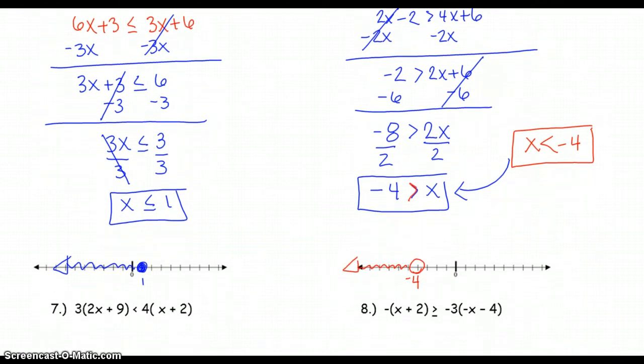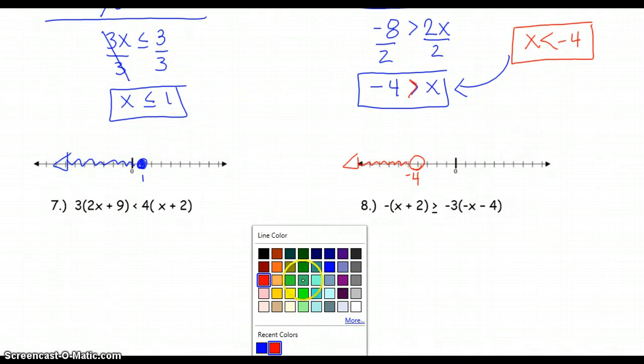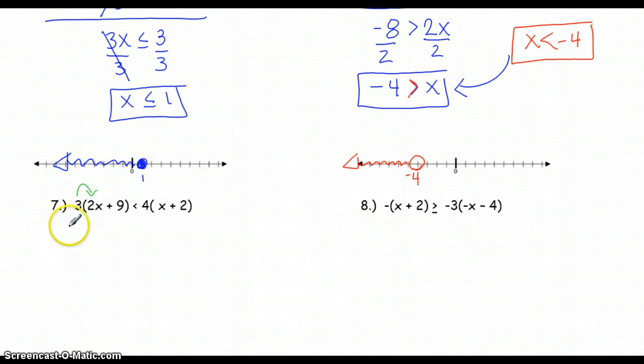Okay, let's go down to number 7. Wow, in number 7, we actually have to distribute twice. So here we're working with more simplifying. Okay, let's go ahead. I'm going to use a green this time. Okay, so if I distribute, I get 3 times 2x, which is 6x. 3 times a positive 9 is a positive 27, which is less than 4 times x, which is 4x, and 4 times 2, which is a positive 8.